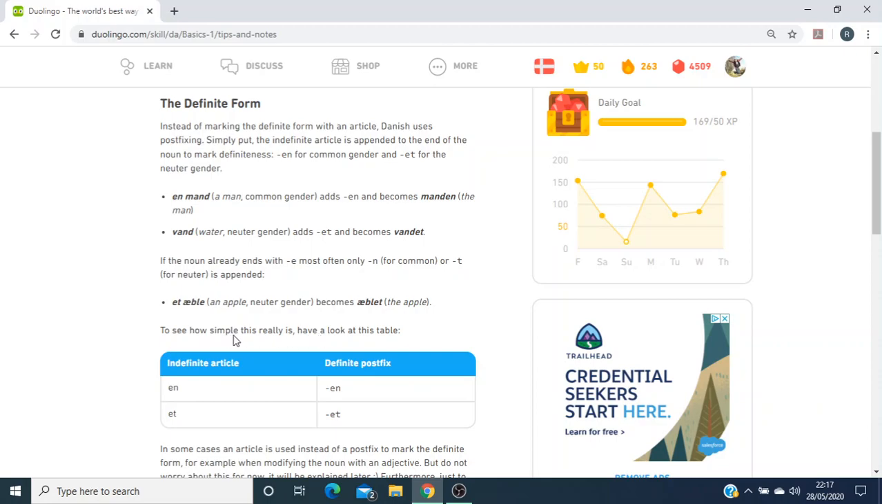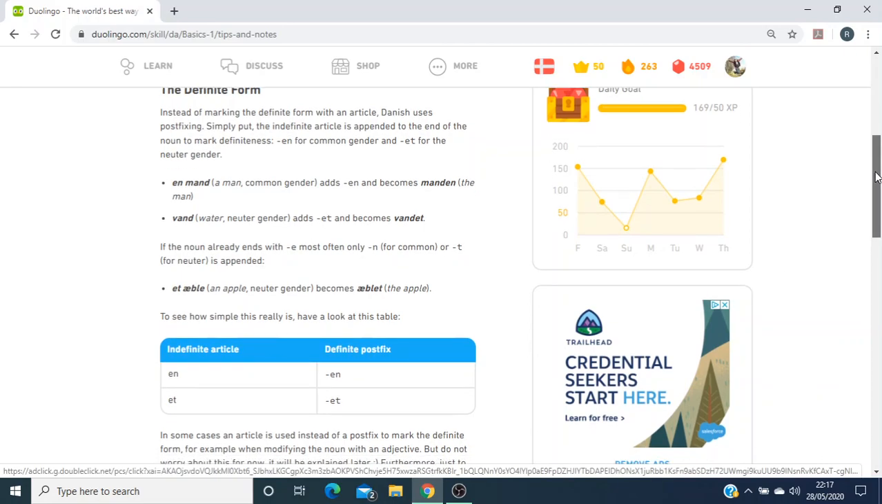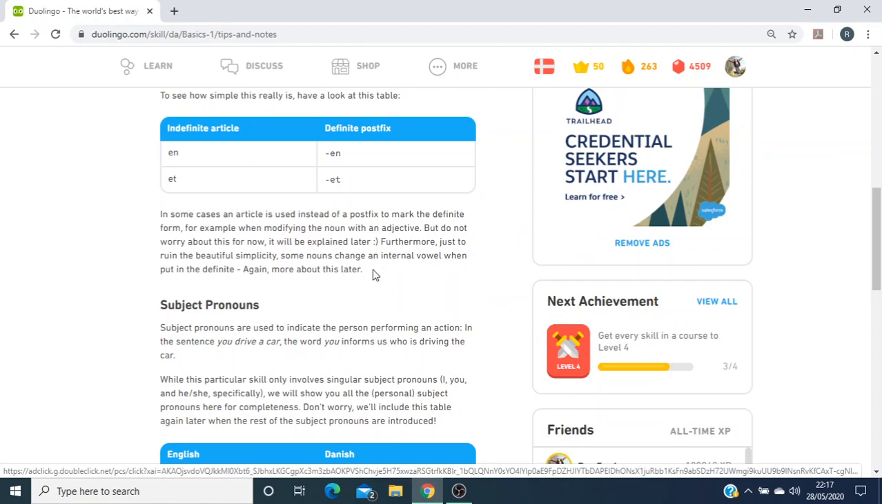To see how simple this really is, just have a look at this table. En for indefinite article at the beginning of the word, and en at the end of the word for definite postfix. Right. In some cases, an article is used instead of a postfix to mark the definite form. For example, when modifying the noun with an adjective, but do not worry about this for now. It will be explained later. Furthermore, just to ruin the beautiful simplicity, some nouns change an internal vowel when put in the definite form. Again, more about this later.